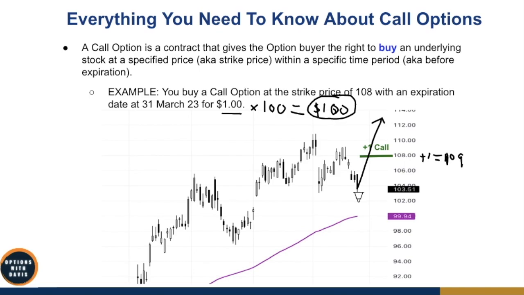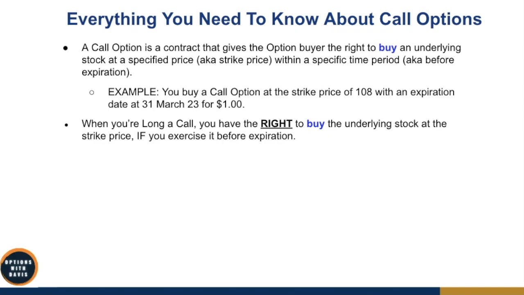So even though if the stock goes all the way to zero, the most you can lose is $100. So when you're long a call, you have the right to buy the underlying stock at the strike price if you exercise it before expiration, right? So what does exercising mean? Exercising basically just means to get long the underlying stock, right?